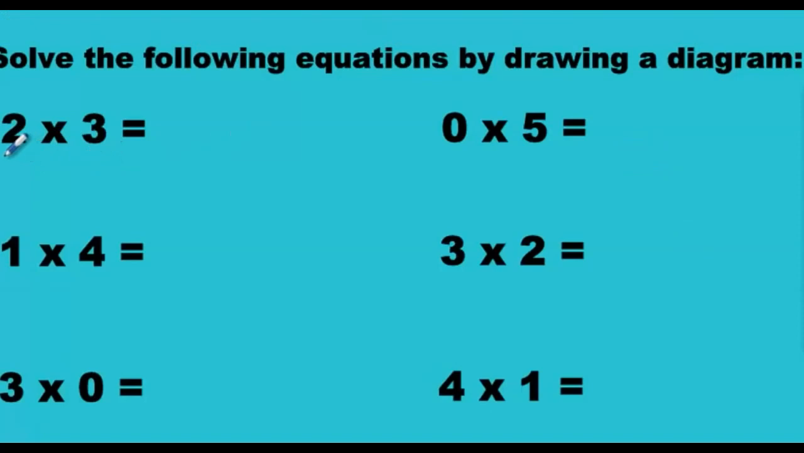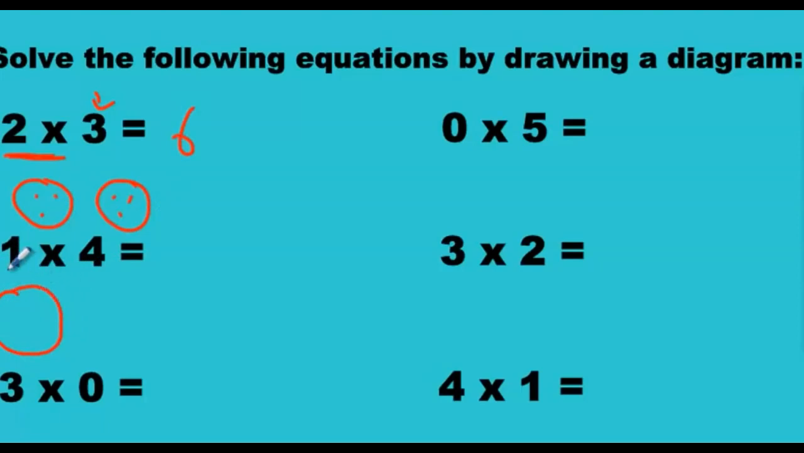2 times 3 means 2 groups, so I got to make my 2 groups. And then you put the 3 inside of each one. So you're going to put 3 here. And it looks like eyes and a nose. And we got 3 in this one. And then the answer is going to be 6. Just count all the dots. 3 and 3, 6.